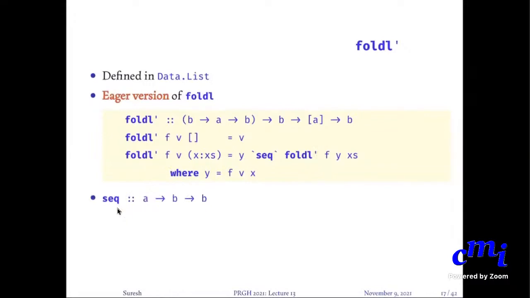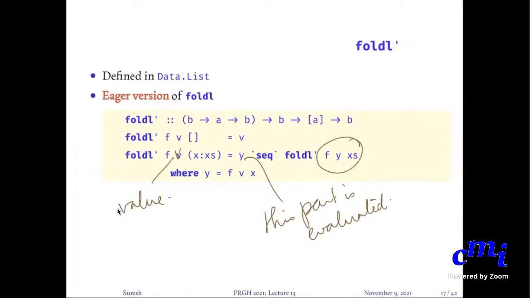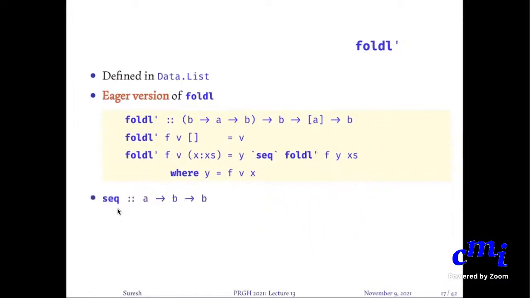Okay, good. So I mentioned fold L prime. The point is, use fold R. Fold R is the most natural thing. Sometimes you will need fold L, but if you want to, use fold L prime instead, because fold L prime will also save on memory.